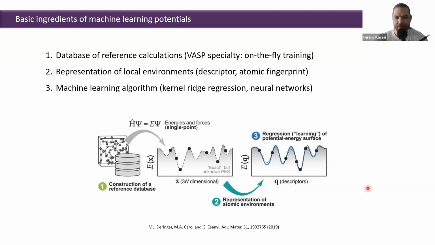And the last ingredient is the actual machine learning algorithm, which must be a method that can reproduce complex functions, in our case the potential energy, given a high dimensional input, the descriptors, to which I will come next. There are many algorithms out there. The most famous are probably neural networks and kernel-ridge, and VASP uses kernel-ridge regression.